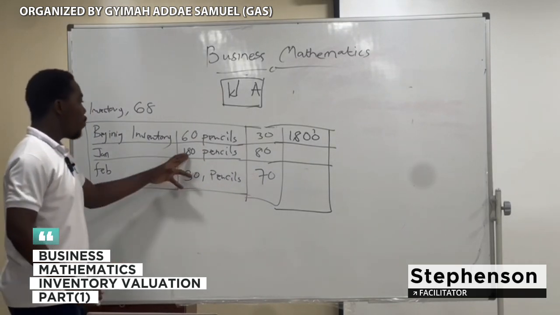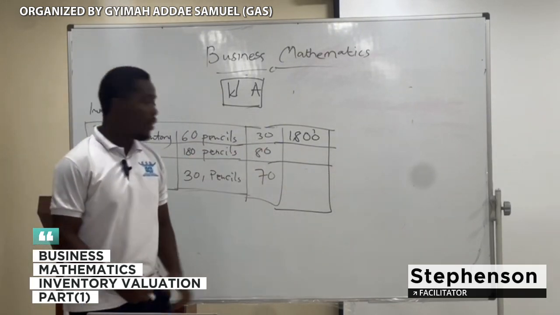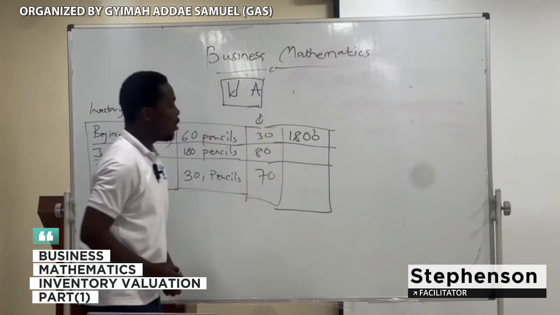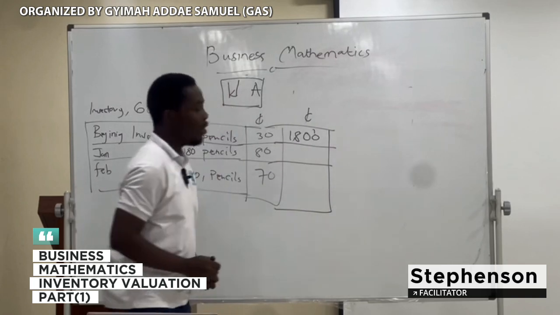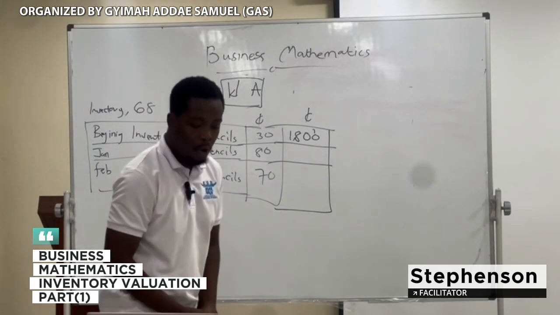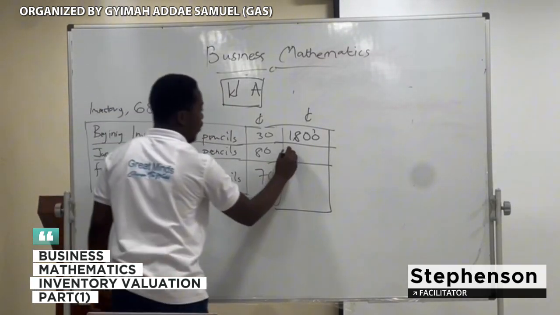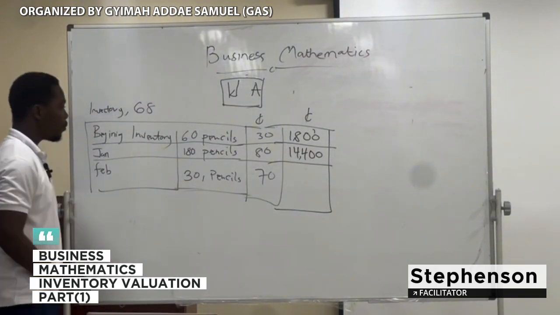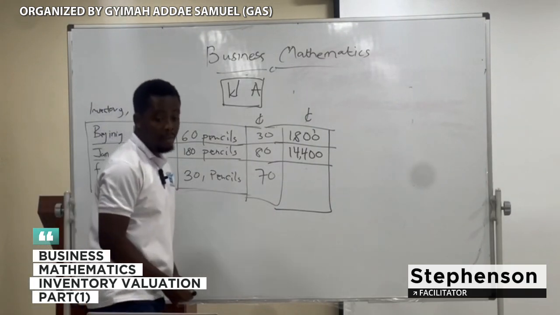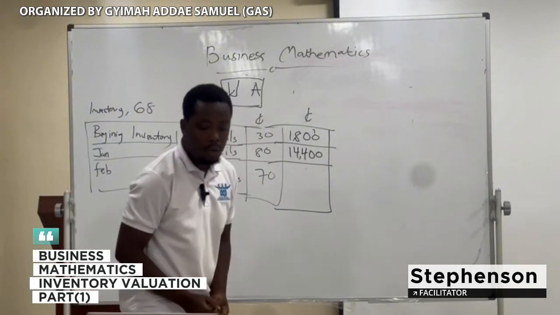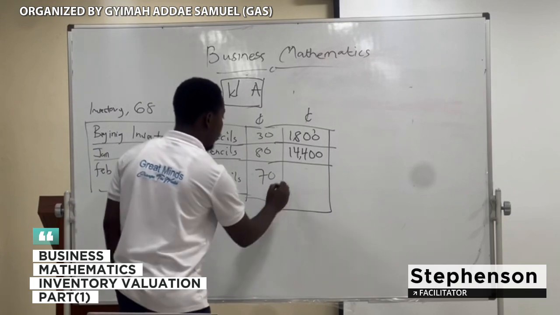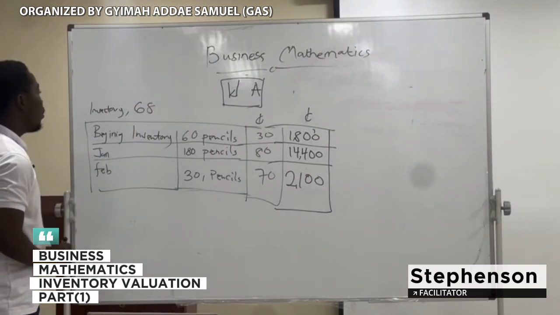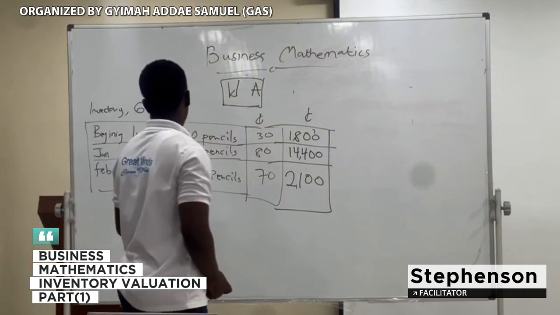Let's move on. We multiply our 180 pencils by our 80. Let's note here, this is in monetary terms. When you multiply, you are getting 14,400. Okay. Let's move on. 30 by 70. When you multiply, you are getting 2,100.